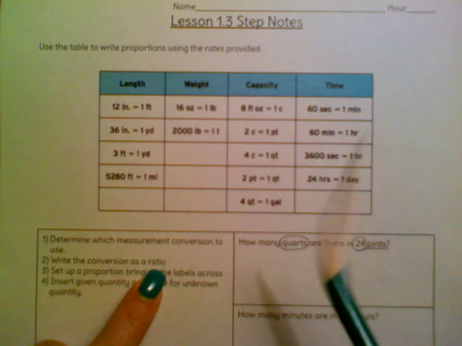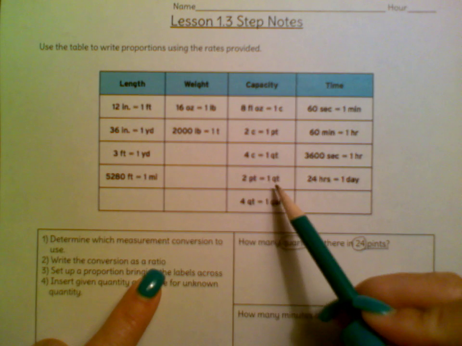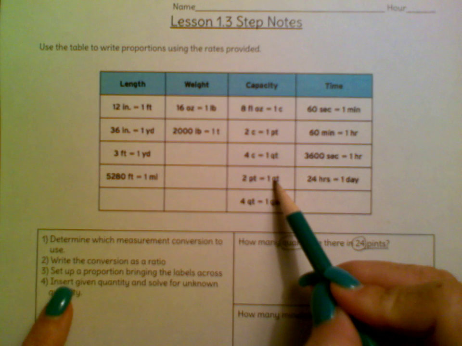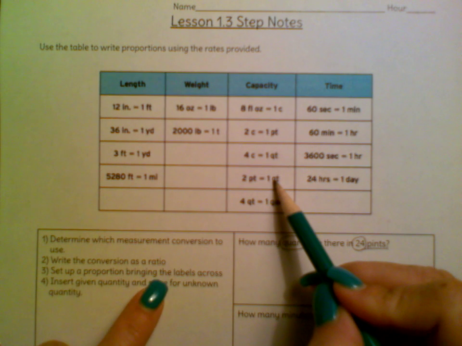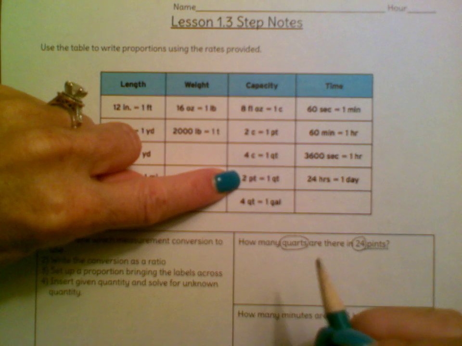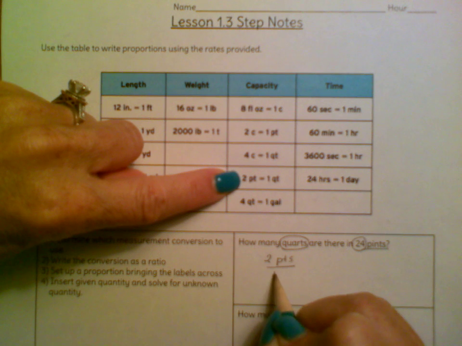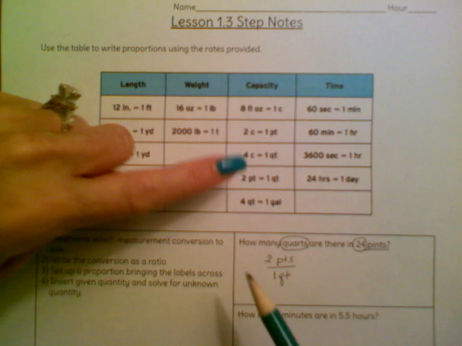Write the conversion as a ratio. So I'm using quarts and pints. So I'm looking here to find quarts and pints, and I see right here. Now it says set up a proportion. Oh, we'll write the conversion as a ratio. So I'm going to write this as a ratio. 2 pints is 1 quart.